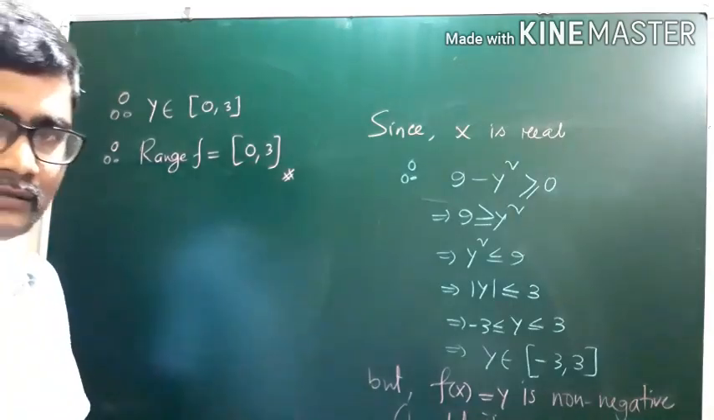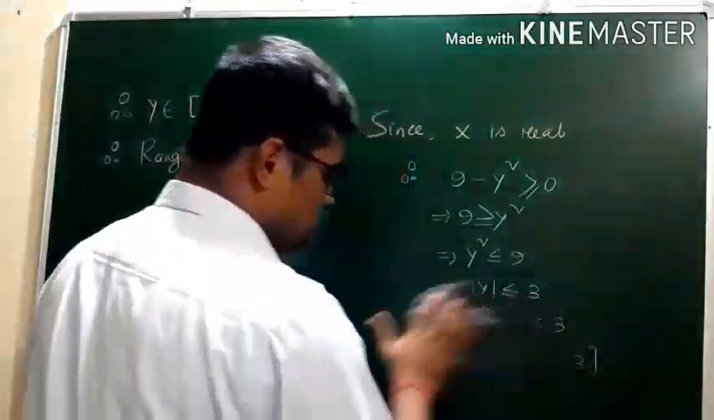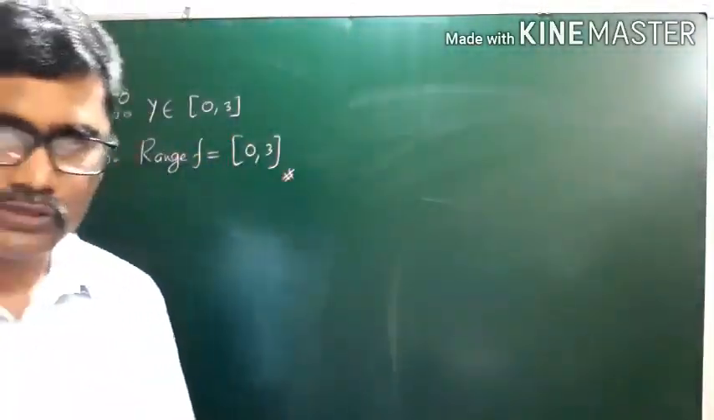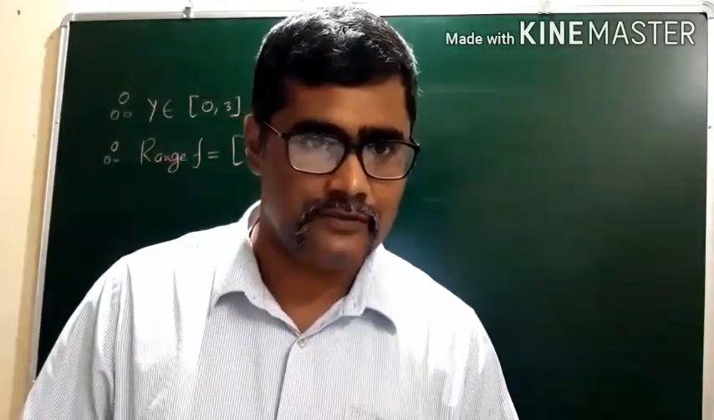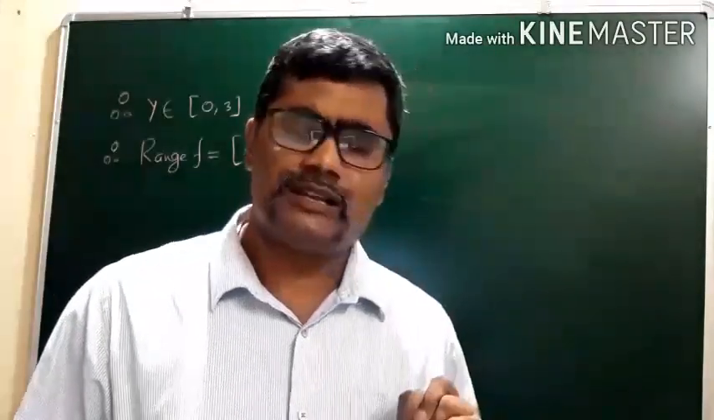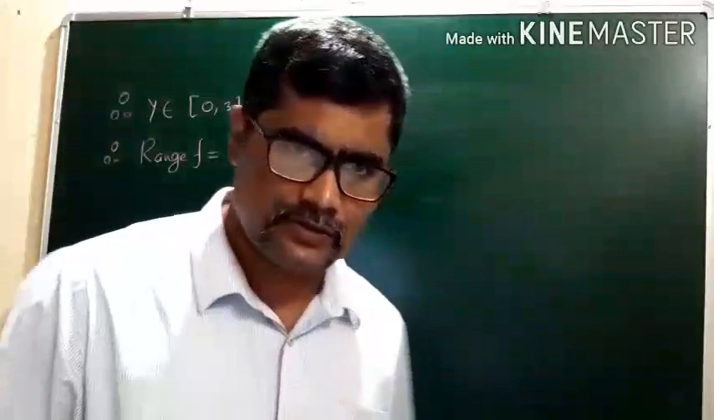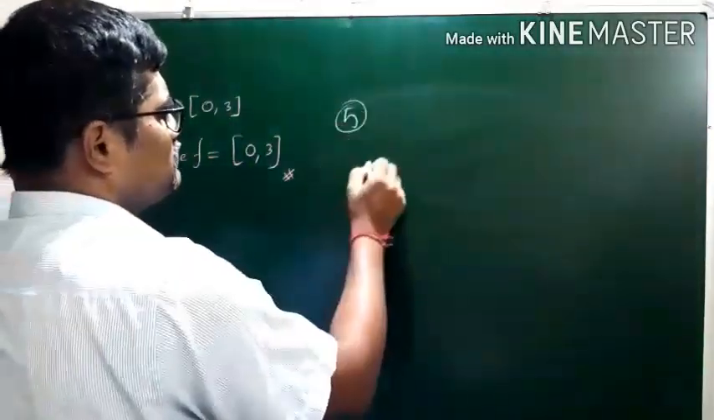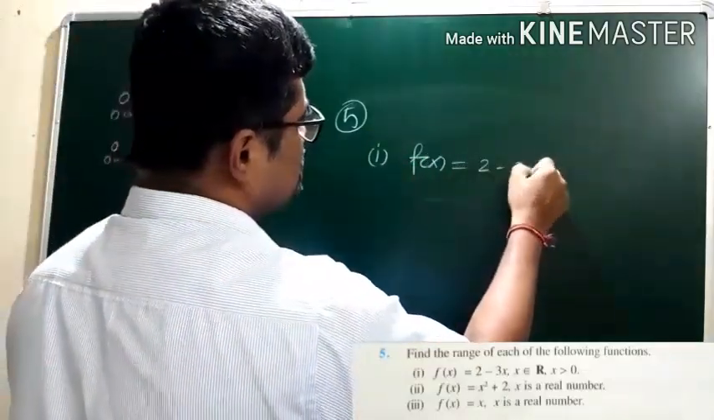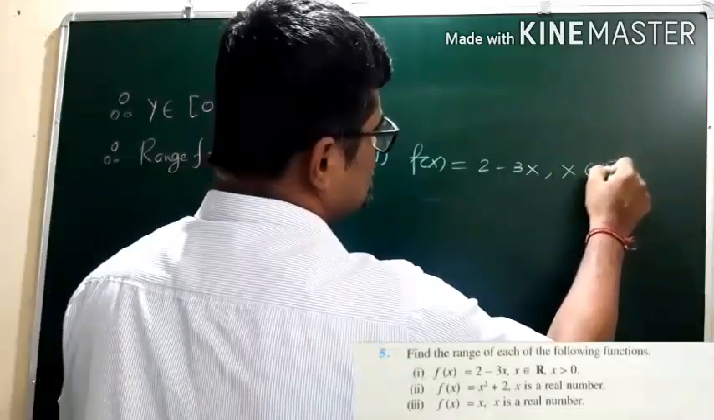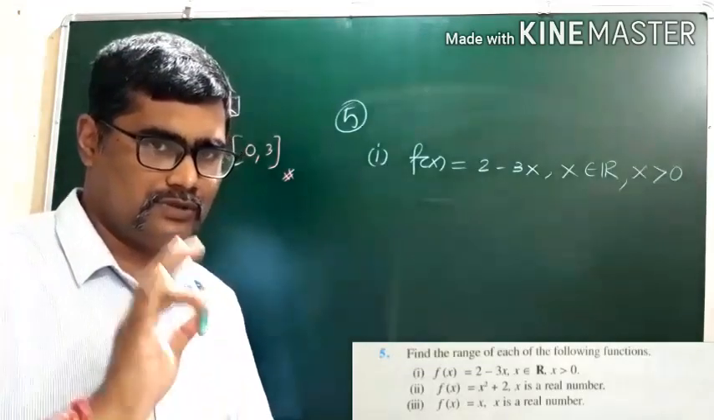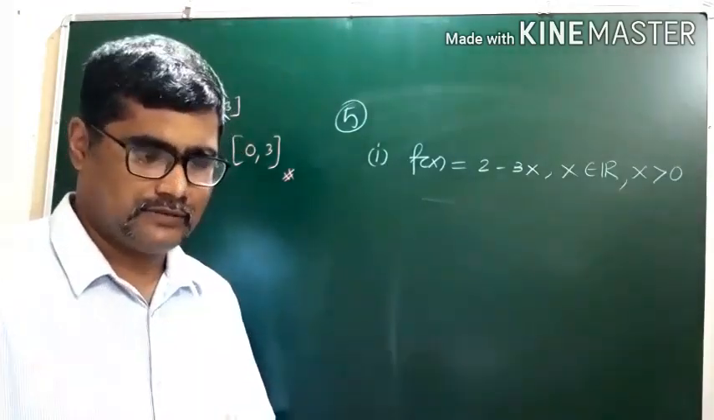Now I'll be taking question number 5, where they are asking only to find the range of the functions where domains are already given, right? So I'm picking up those questions directly, without much delay. Question number 5: find the range of the following functions. The first function is f(x) equals 2 minus 3x, where x is a real number greater than 0. Greater than 0 means positive. 0 is not included. Negative numbers are cut.